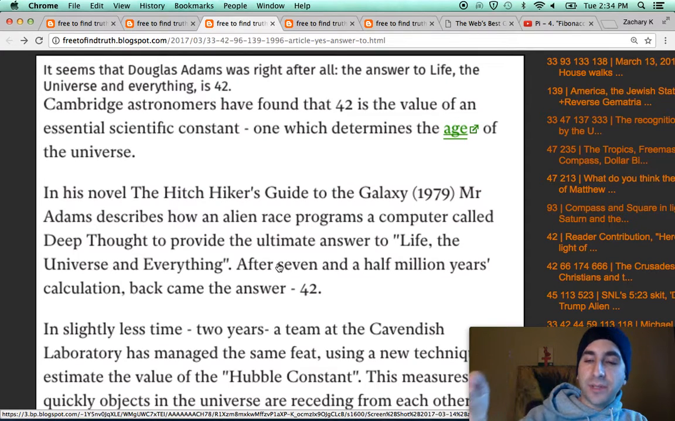If you take the numbers that divide into 42, the divisors of 42, and add them together, they sum to 96. 42, 96, a special pairing in Gematria. Freemason has Gematria 42 and 96, the word knowledge, and others. Freemasons pride themselves on being the keepers of knowledge. Here's what it says. Cambridge astronomers have found that 42 is the value of an essential scientific constant, one which determines the age of the universe. At the end of this video, we'll talk about the word universe.